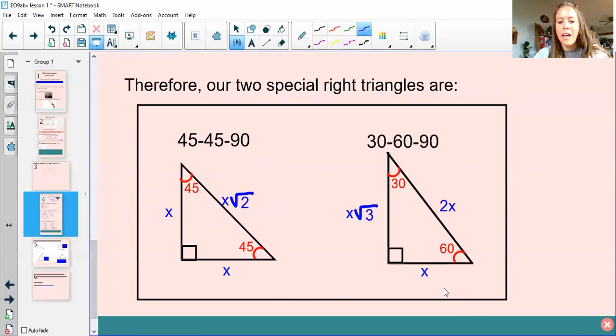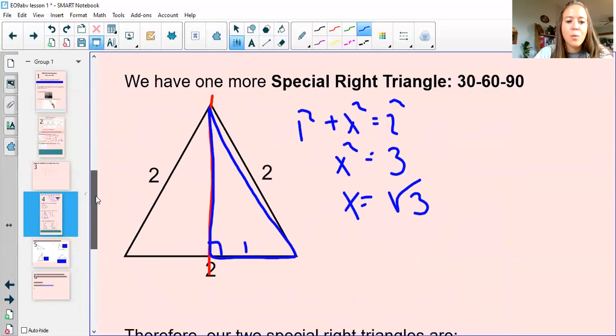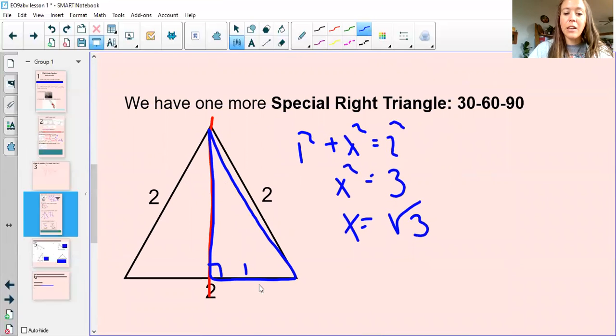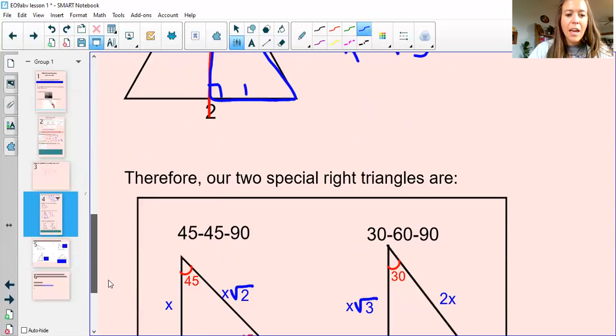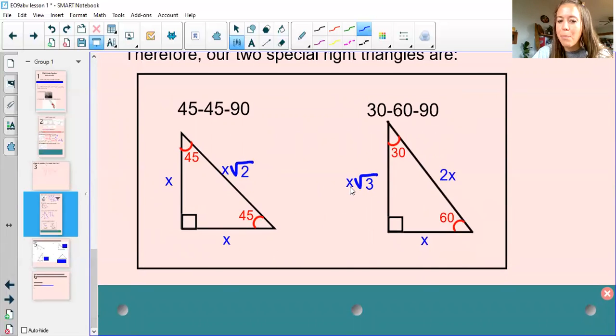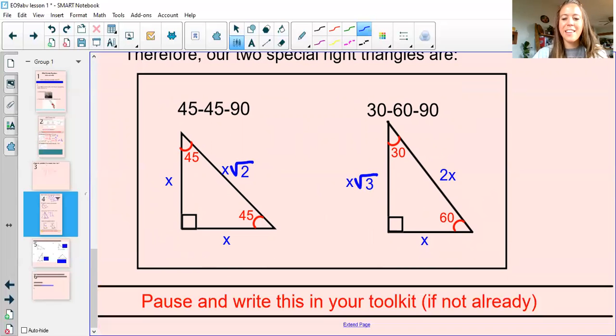If we have x at the bottom here, the hypotenuse is actually double whatever that is. Again, if we scroll back, once we cut that in half and we have 1 here, if we double that, we get our hypotenuse. And the altitude will be whatever that base is times the square root of 3. So again, I would like you to pause the video and write this in your toolkit if it's not already.